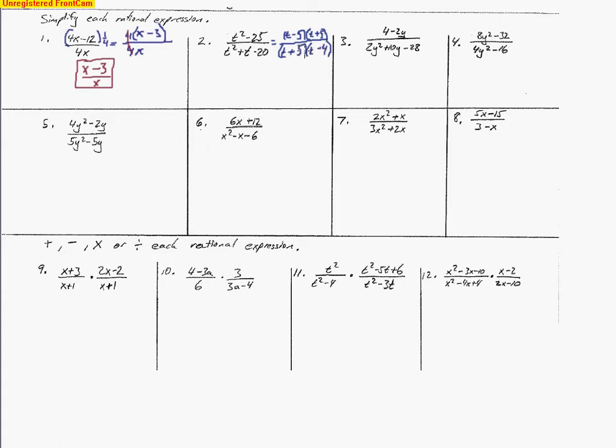And at this stage, we can now cancel out that common factor. So our common factor this time is that t plus 5. And so what's left over? Well, we've got that t minus 5 on top. Down below, we have that t minus 4.